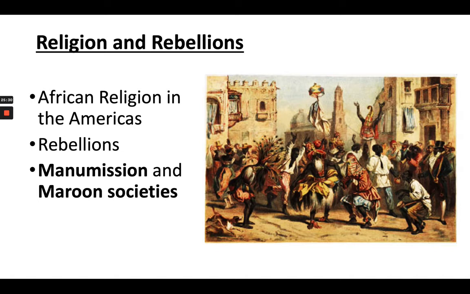You did have some free blacks in the New World as well. So the process of manumission is a grant of legal freedom to an individual slave. It will be more common in Spanish and French colonies than in British ones. Most free blacks will purchase their own freedom.